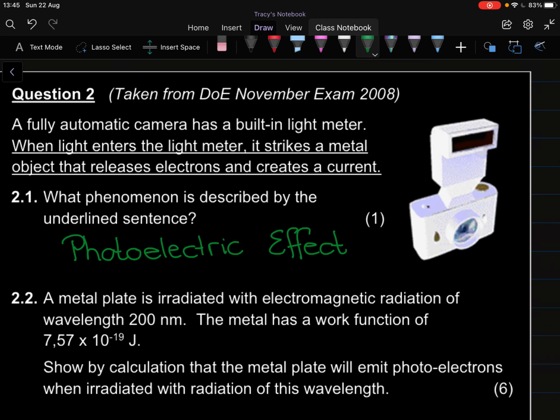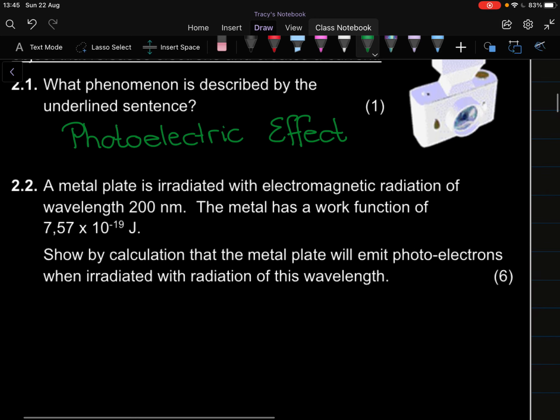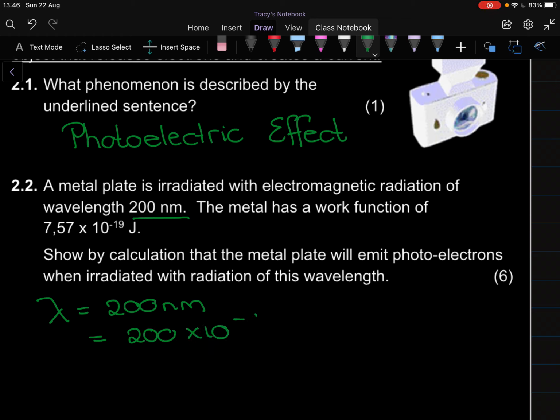Okay? A metal is irradiated. All that means is we shine light on it with an electromagnetic radiation of 200 nanometers. So wavelength is 200 nanometers. So that's 200 times 10 to the minus 9 meters. The metal has a work function, so that's W0 of 7,57 times 10 to the minus 19. It's tiny and it's expected.